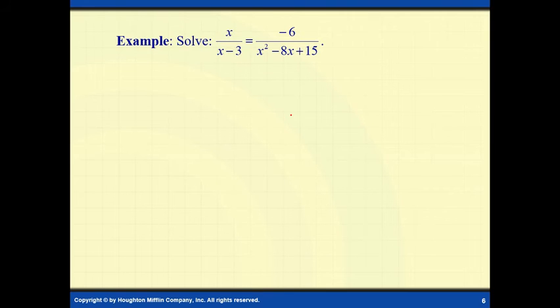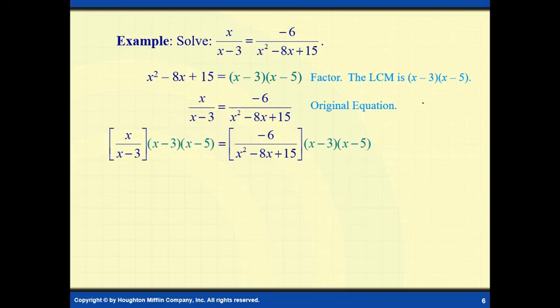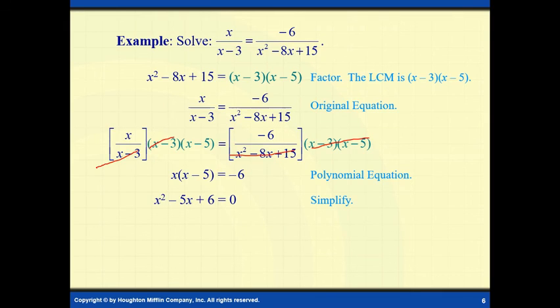All right, let's take a look at x over x minus 3 is equal to negative 6 over x squared minus 8x plus 15. How do we factor the quadratic? That's right. The quadratic is going to factor into x minus 3 and x minus 5. So that is the LCM. Okay, here's the original equation. We're going to multiply both sides by the LCM. Notice what cancels out. And notice that we're going to wind up with an x squared minus 5x.